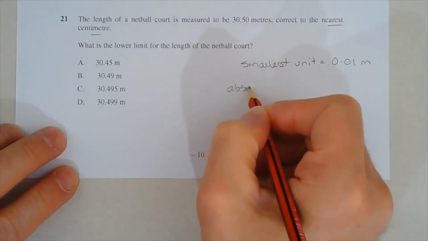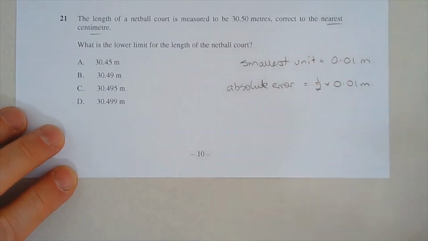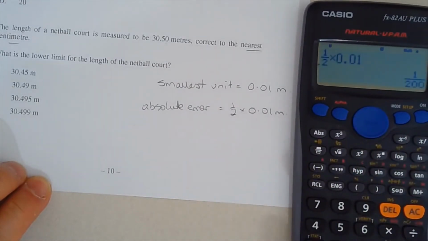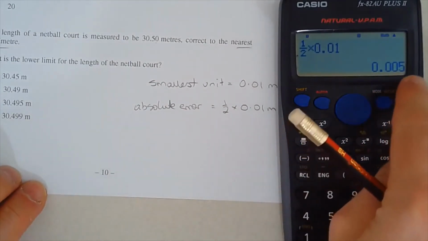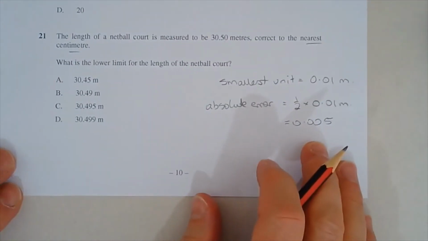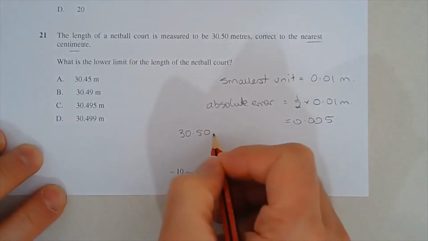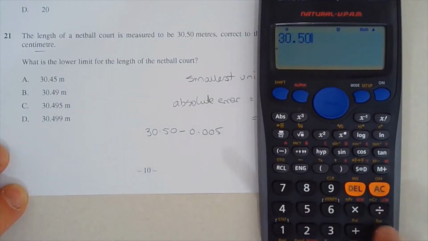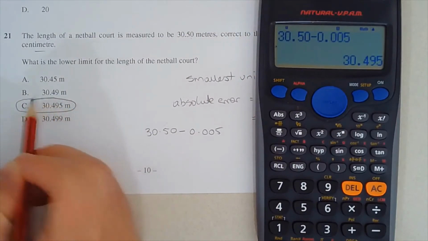So the absolute error is half of that, half times the smallest unit of measure, or the precision. I'm using a calculator because under exam pressure sometimes you can get a mental blank. It's best to just calculate it. 0.005. You don't want to make a mistake with the decimal places here. Now, to get the lower limit for the length of the netball court, we take the measurement, 30.50, minus this absolute error, 0.005, and we get 30.495. So that's going to be option C.